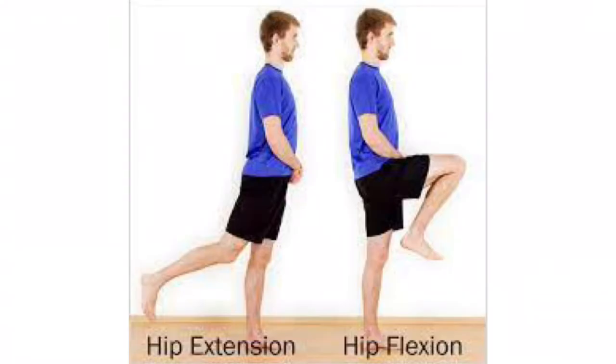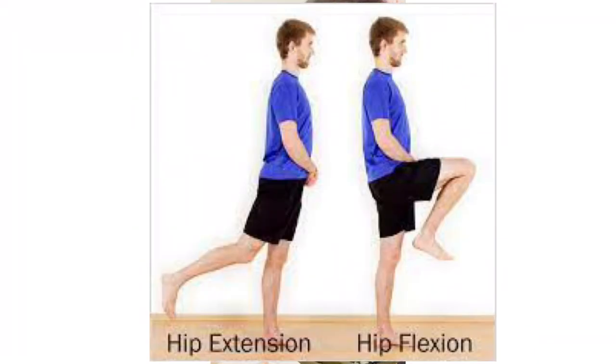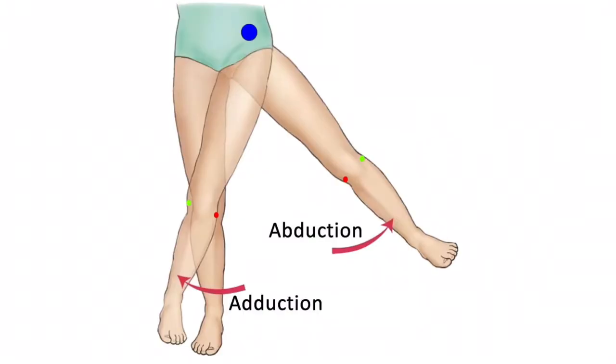What is flexion of a thigh? When the front of a thigh comes close to or in contact with the front of the abdomen, that is the flexion of thigh. Extension of thigh. When a person stands erect, this is extension. Abduction, when the thigh is taken away from the median plane, then that is abduction. Adduction, when the thigh is brought close to the medial plane.